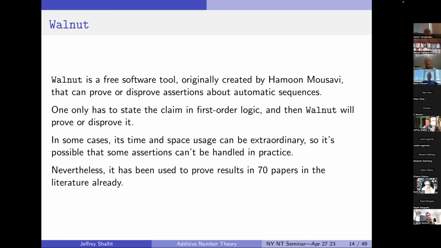So this is a particular fragment of arithmetic where everything you can phrase can be proven by this decision procedure. And you might think, oh, you could only do really trivial things, but no, you can do many theorems that were already published, and you can find new theorems with it.